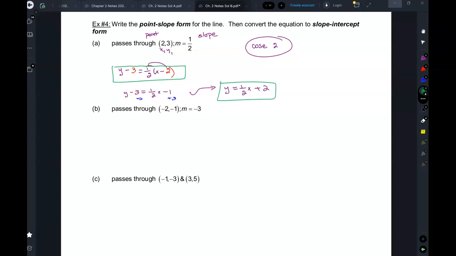Okay, what case is the next one? 1, 2, or 3? It's still 2. Good. All right, so go ahead and do that one. You're on your own. On your mark, get set, go. I'm being generous. I'm going to give you 30 seconds. Go.